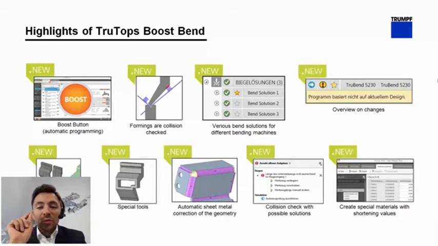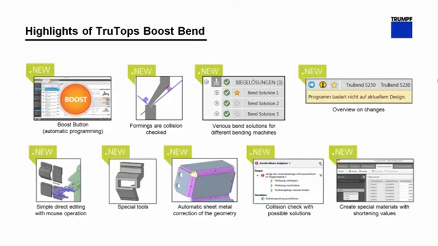You always keep track of your changes within the home zone. So if you have generated a bending solution and in case of changing your model, your CAD model, for example, if there are some design changes, you always get a warning saying that the bending solution is not based on the latest design. A whole new way of working is our direct editing features.